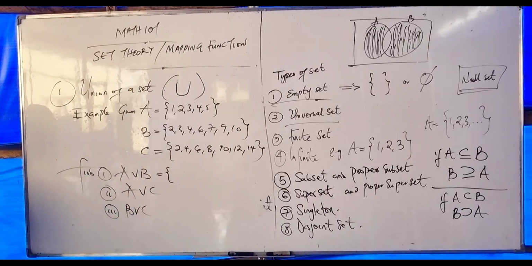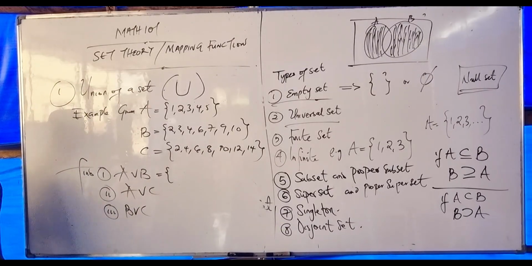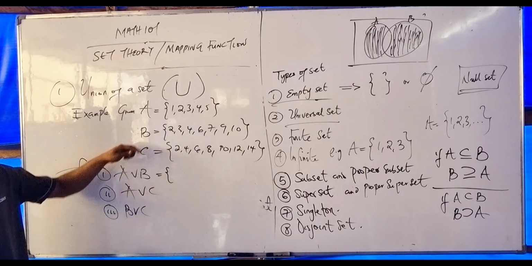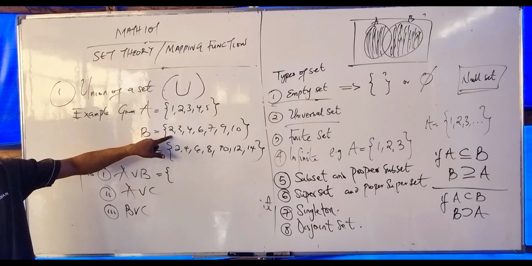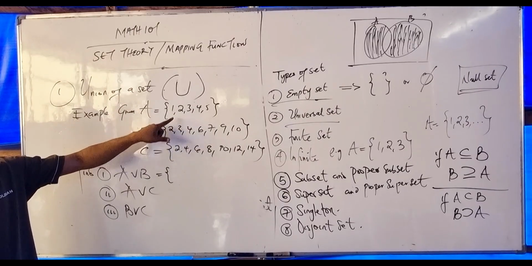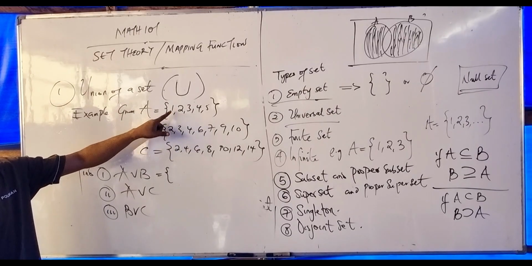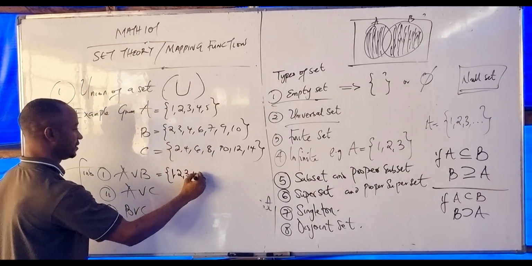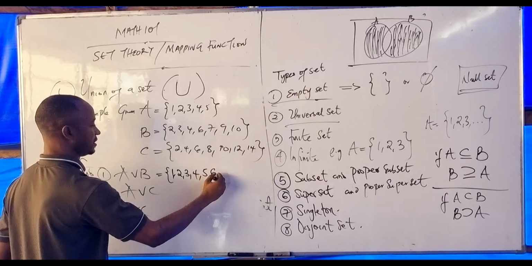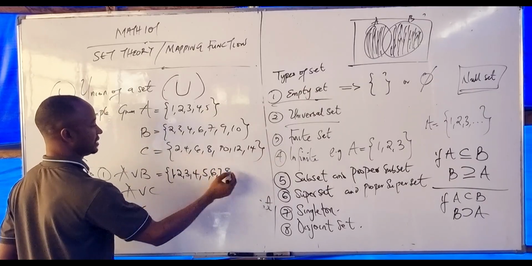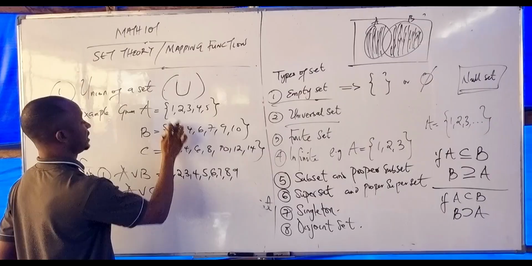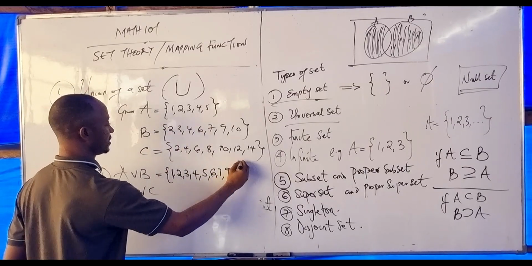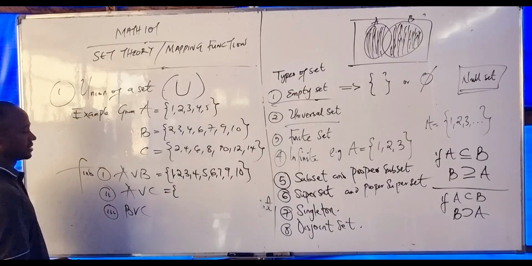Now let's go. What is A union B? Union means we are going to combine, without repeating elements. In a set, we don't repeat elements. The first one here is 1, 2. 2 appears again, will I repeat it? No. So I'll pick 1, 2, 3, 4, 5, then 6, 7, 9, and 10. Okay, what about A union C?